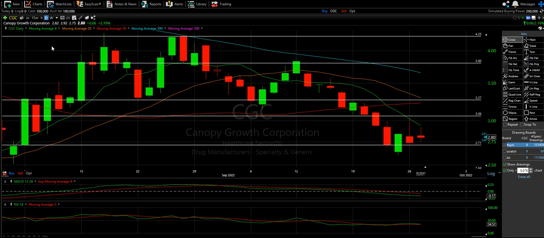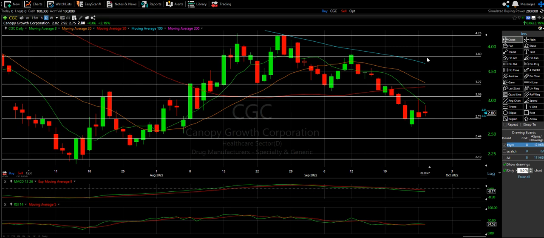Interesting on CGC. So it kind of looks like this 271 was a bounce point, right? Kind of zooming out, you'll see there's pretty much no moving averages, right? So this was going to do a free fall. This 270 line, obviously not quite it. It went a little bit lower, right?